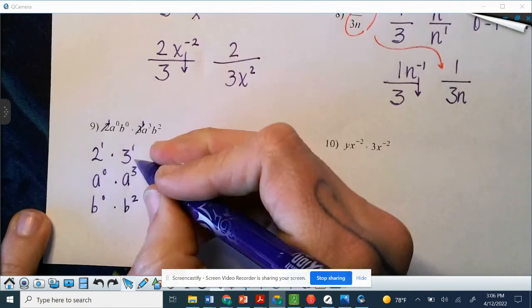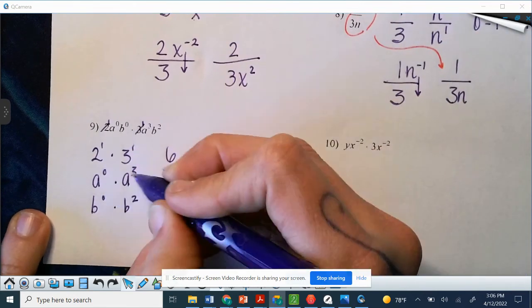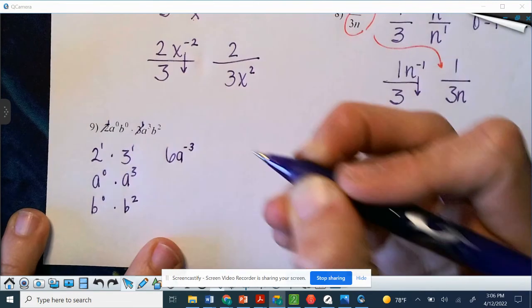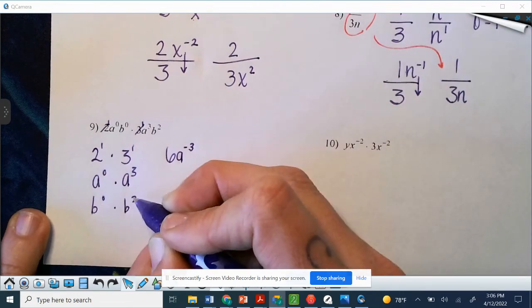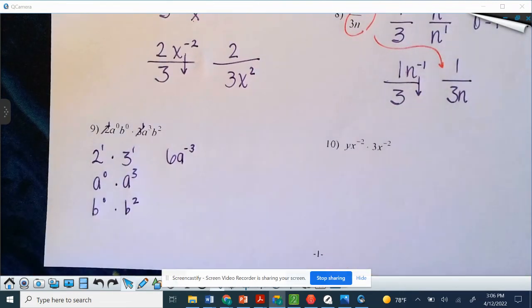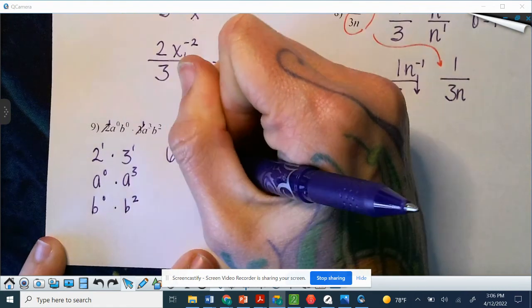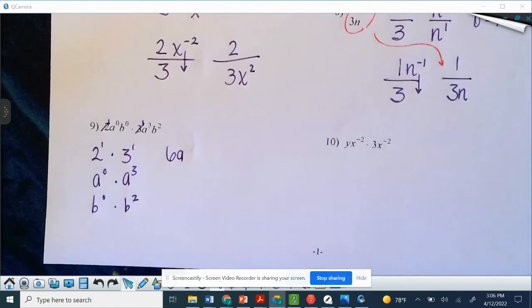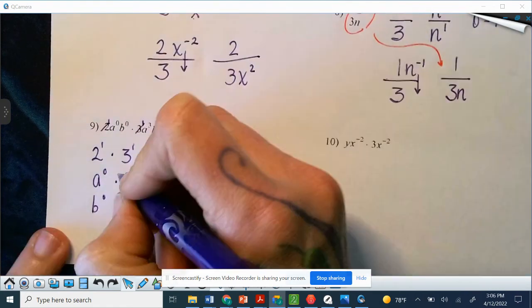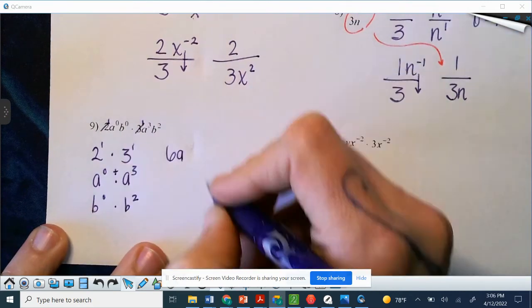2 times 3 is 6. So 0 minus 3 is a to the negative 3. 0 minus, this is plus. Look at me making stuff up. Sorry. Switch from division and multiplication, and my brain didn't come with me. 0 plus 3, because this is multiplication, and with multiplication we add. So it's going to be a to the 3.